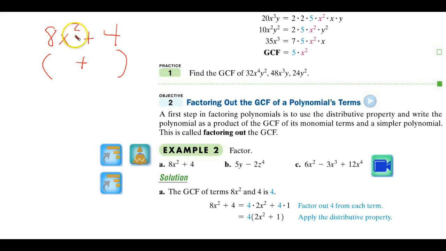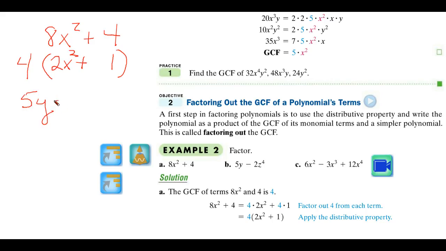Now, of the number, what factor is common to both 8 and 4? And the answer is 4. And then what's left in terms of the number? Well, here there's a 2, and here there's a 1. Now, there is no common letter factor, so this just becomes that. All right, let's do B.